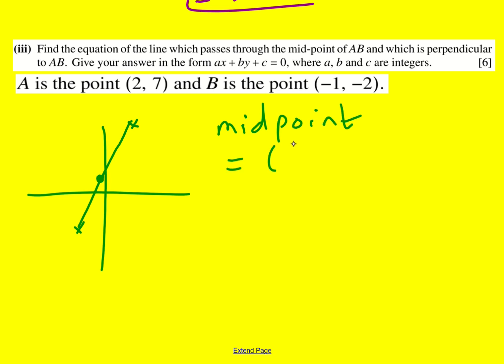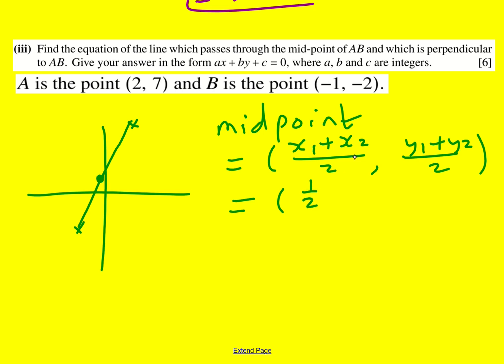To get the midpoint, you add up the x values and you divide by 2. Add up the y values, and you divide by 2. You basically find the middle, the number that's perfectly in between 2 and minus 1. 2 plus minus 1 is just 1, so this is going to be a half. That is 1.5 away from 2 and 1.5 away from minus 1. And then if I do 7 plus minus 2, that's going to give me 5. I'm going to get 5 over 2. I'll leave it as a fraction for now. So that's that. Okay, it's not in the right place, but that is that point there.